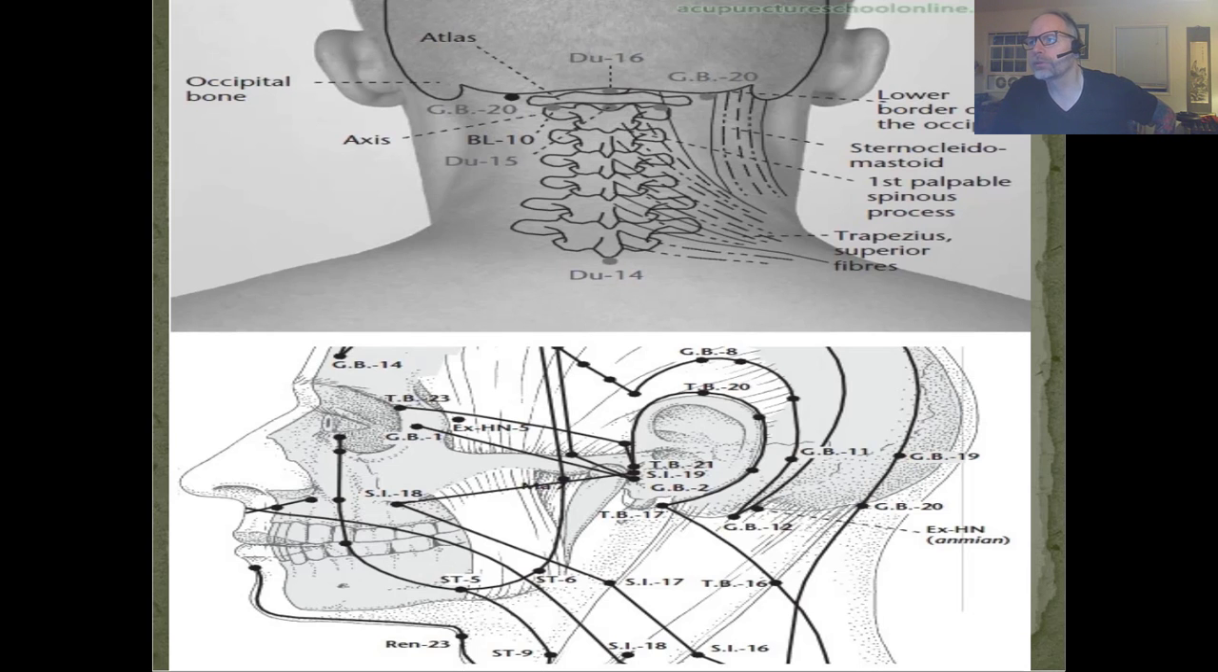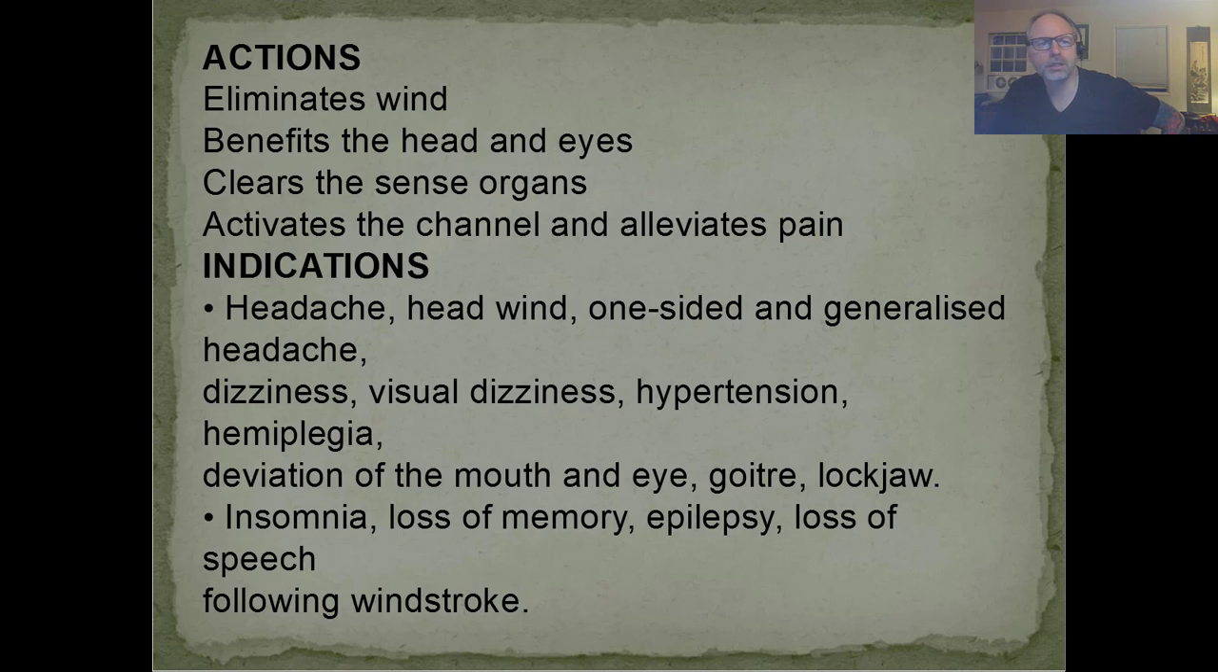This is just a reference slide showing you the lower border of the occiput, the SCM, first palpable spinous process, and then finally at the end, the trapezius superior fibers. Eliminates wind, benefits the head and eye, clears the sense organs, and then activates the channel, alleviates pain. Everything we see here is either going to be pain, clearing the sense organs, or benefits the head and eyes. Everything.